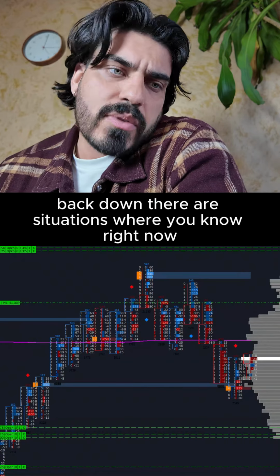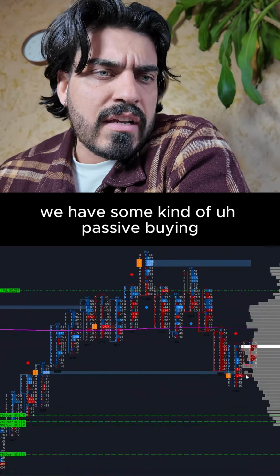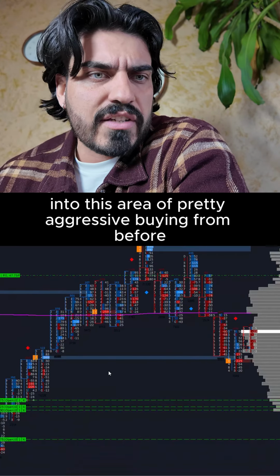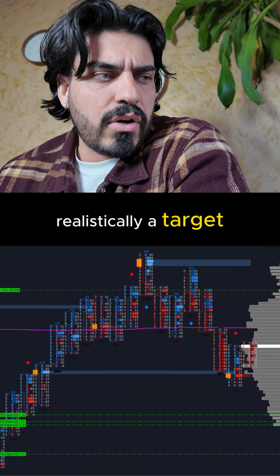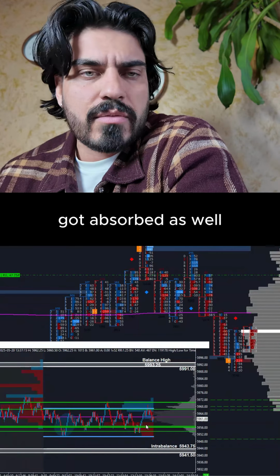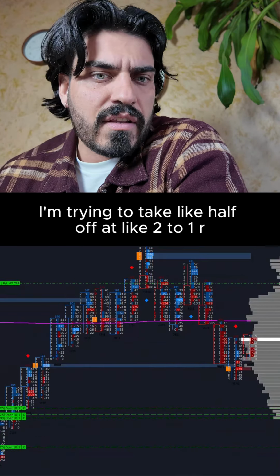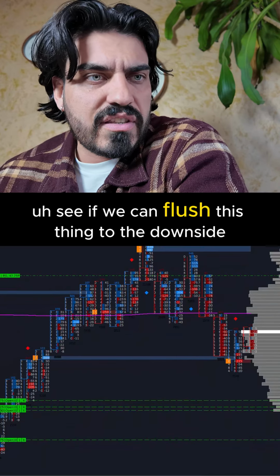There are situations where, right now, for instance, we have some kind of passive buying, sellers getting trapped right into this area of pretty aggressive buying from before. But with this mass absorption, realistically, a target can be down into the area where those sellers got absorbed as well. So we're short about 9 here. I'm trying to take like half off at like 2 to 1 R. See if we can flush this thing to the downside.